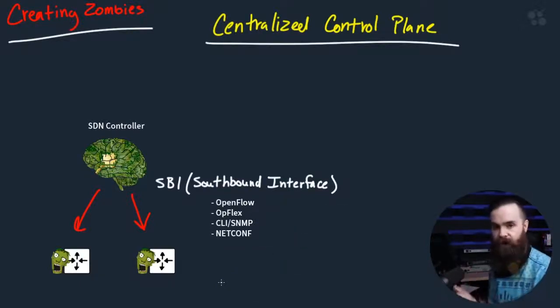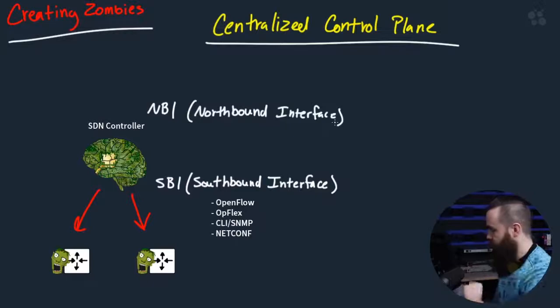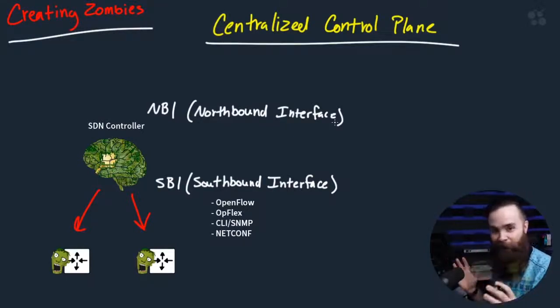Now, because we have a southbound interface, you might assume that we have a northbound interface, and we absolutely do. We call it our NBI, which again stands for northbound interface. So named because it is above the SDN controller in most network diagrams when we're talking about SDN. The northbound interface is fun because this is where we get to play. This is where we come in. This is what we access. But what is a northbound interface?